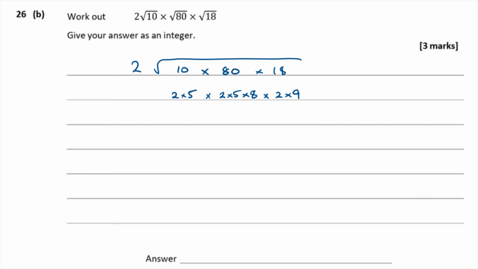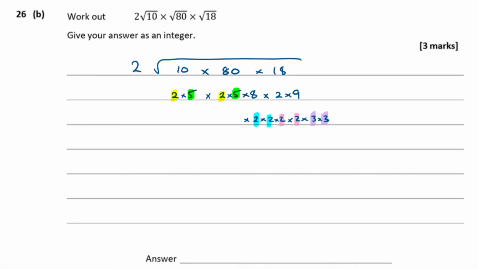Okay, so my plan is to try and pair things up. I've got a few pairs going on already, haven't I? I've got 2 and 2, and I've got 5 and 5. I haven't got any more pairs than that yet, but we haven't finished yet. Let's keep going. So 8, what could that be? That could be 2 times 2 times 2, and that's times 2 times 9 then. So I've got another pair of 2s, and another pair of 2s, and that 9 I can rewrite as 3 times 3.